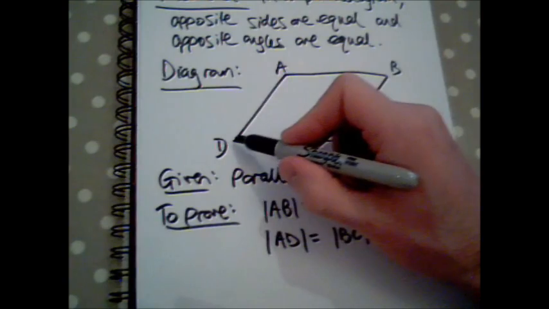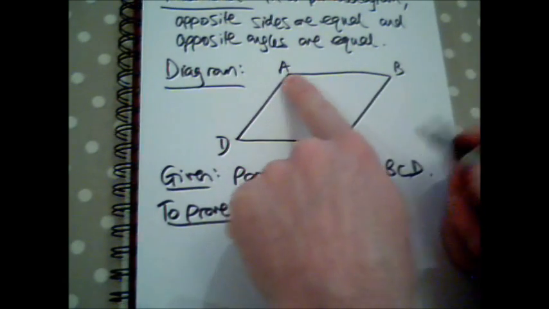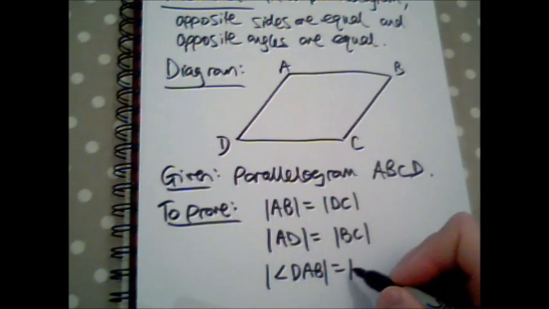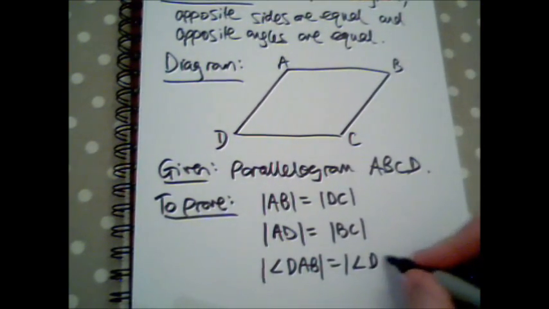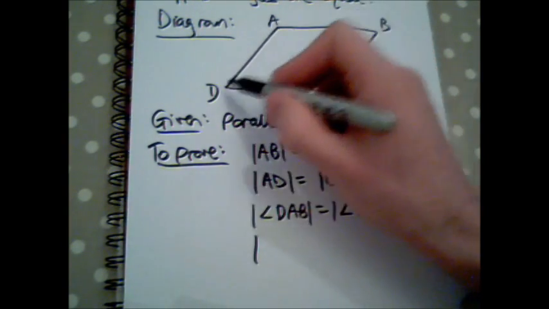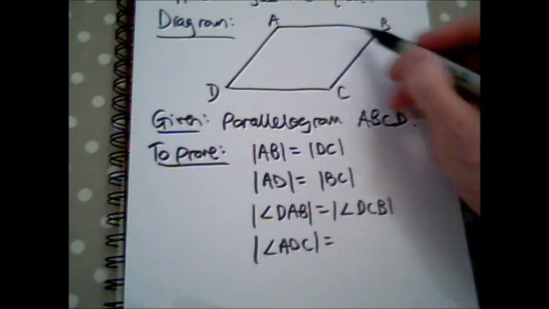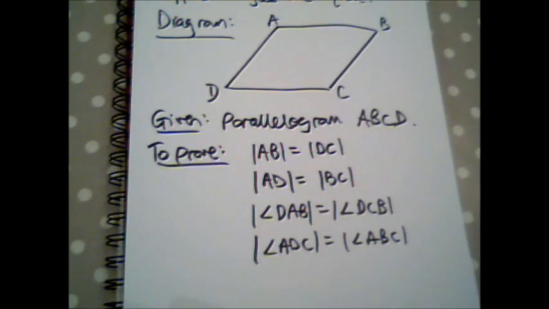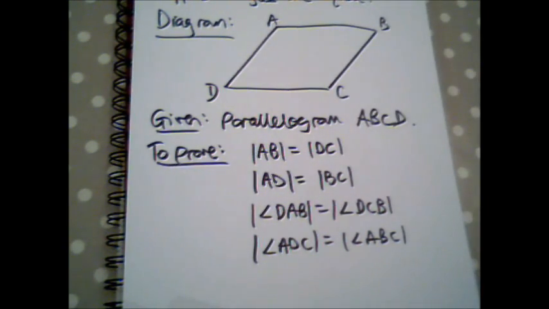We also need to prove that DAB, so this angle here, starting from D, going into A and out to B, so the measure of the angle DAB is the measure of the angle down here, so DCB. And last of all, we want to prove that this angle at D, so ADC, is equal to the angle at B, so ABC. And we could have called these angles slightly differently. Instead of ABC, we could have said CBA. There'd be no problem there.